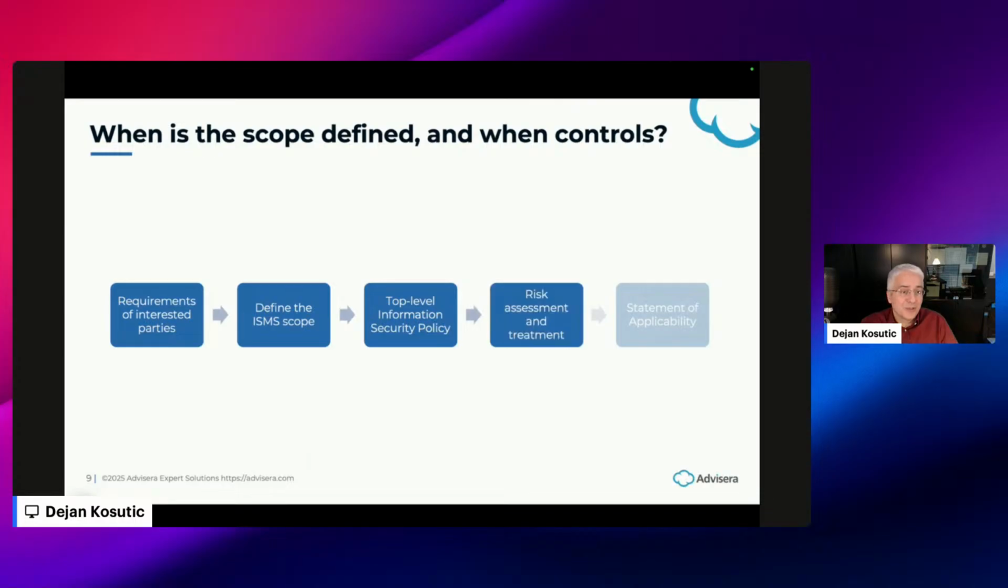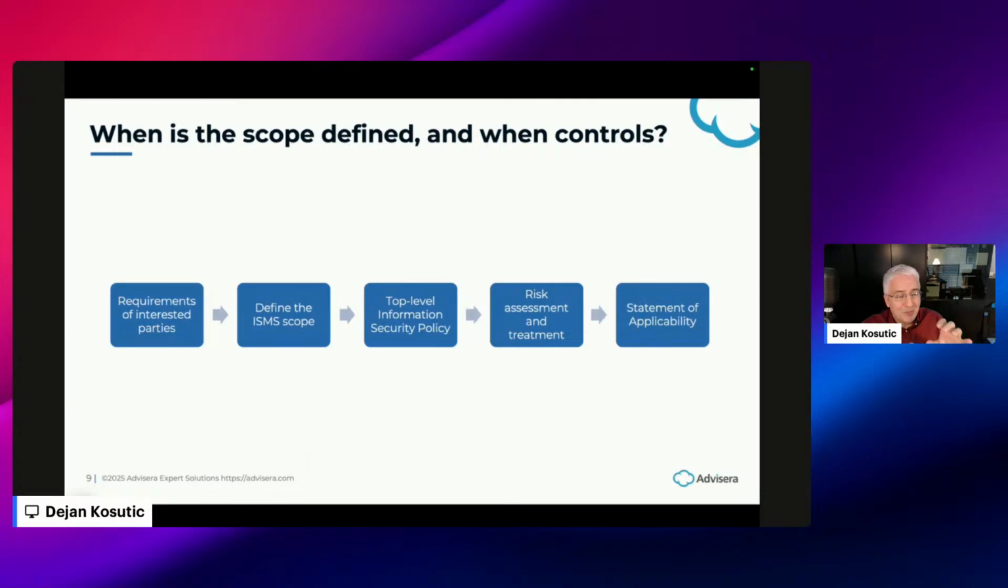Then after that, you're doing the risk assessment and treatment. And finally, of course, this is not the last step in the implementation. I'm just showing you the correlation between the scope and defining the controls. After you perform risk assessment and treatment, then you have to write this statement of applicability. And a statement of applicability is basically a document where you list all of the controls from the Annex A, and then you define which of these controls you want to implement and which controls you're not going to implement.